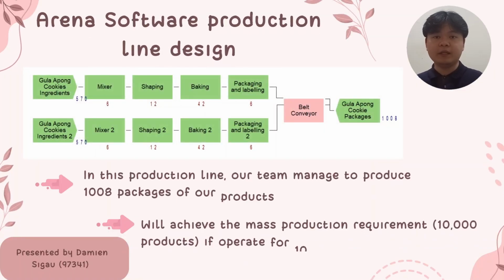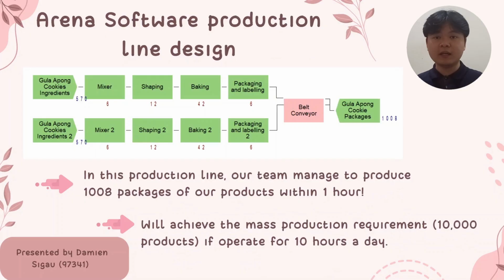Based on the simulation results, the production line is capable of producing 1008 cookie packages per hour, which successfully meets our daily mass production target. This demonstrates that the system is both efficient and capable of handling large-scale output.